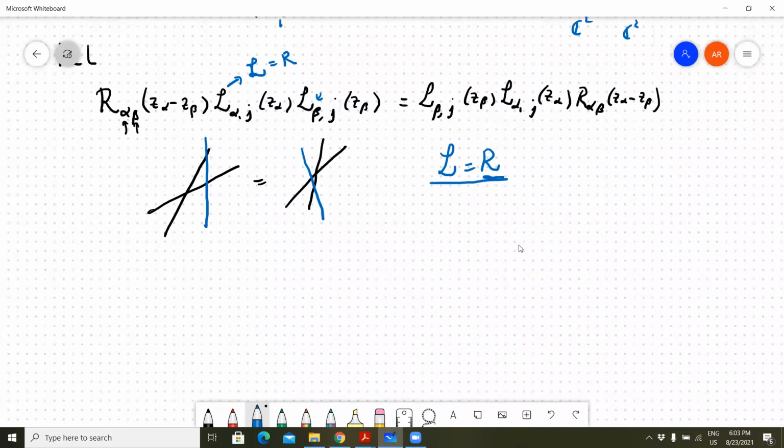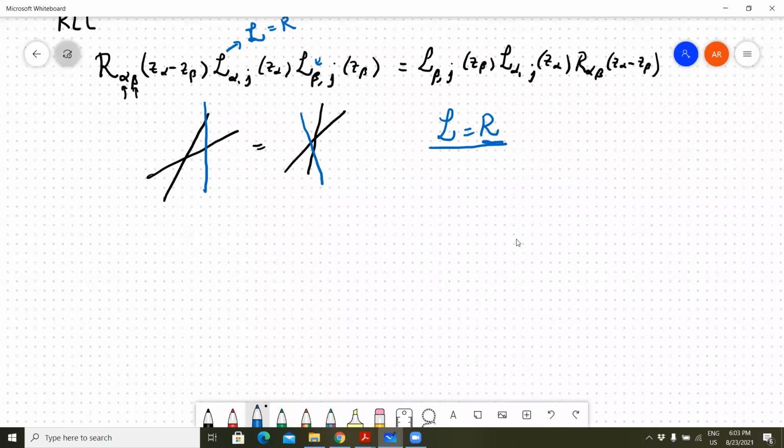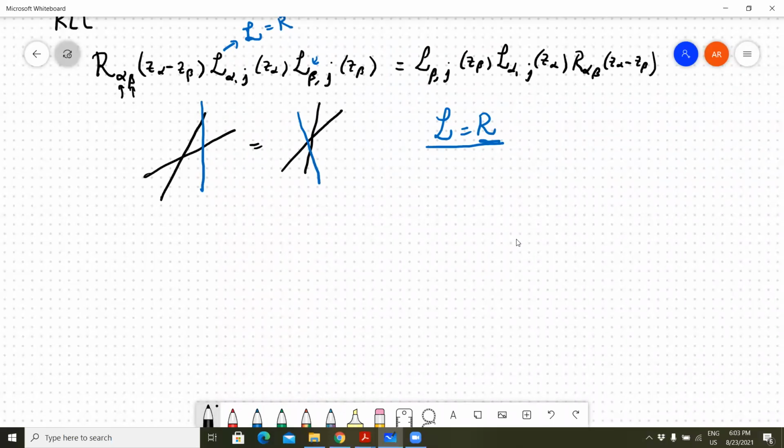So for these RLL, for XXZ, I will write this L in two ways. One will be useful for today and the other for tomorrow. They are exactly the same. It's just a way to say things.